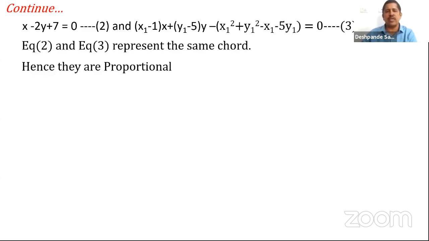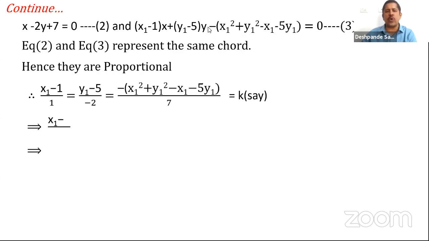So it means that the coefficients should be proportional. So you can say that (x1 minus 1) by 1 is equal to (y1 minus 5) by minus 2 is equal to the constant term by the constant term. So you call this as equal to k. The earlier method will not work. Here you got a second degree equation, x1 square and y1 square. So for that you are calling it equal to k, some number k.